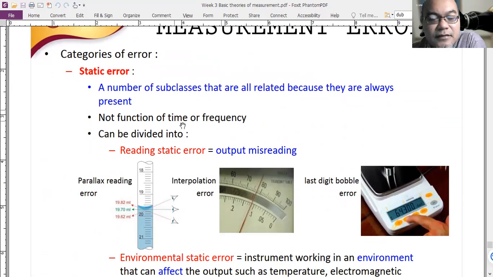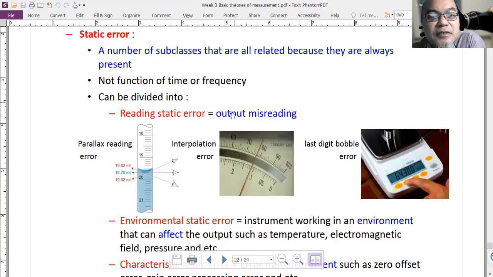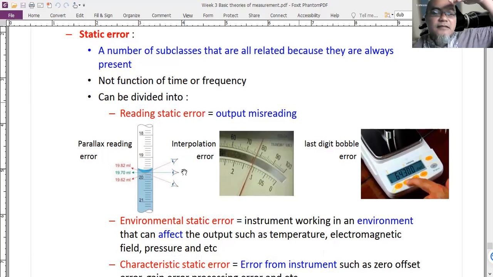Okay. We can also have static error, a number of subclasses that are all related because they are always present. And this static error is not a function of frequency. For example, due to the misreading of the output, we call this reading static error. When you use, for example, a measuring glass, measuring volume, you should not have an angle of reading with your eye to the reading scale. If you have an angle, we call it parallax reading error.